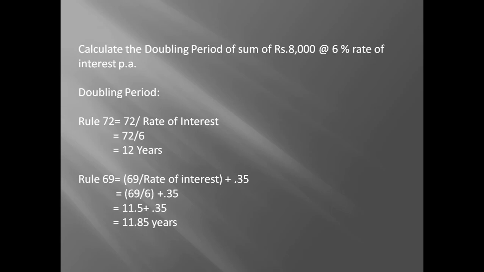So doubling period is the period required to double our investment. If the rate of interest is less, we require more number of years to double our investment. If the rate of interest is more, we require less period to double our investment. This is the basic logic behind doubling period.